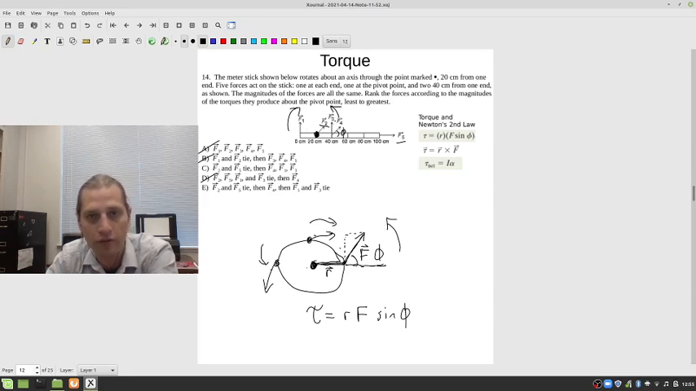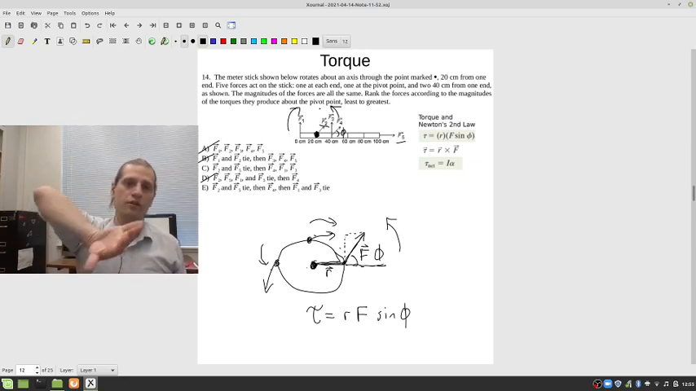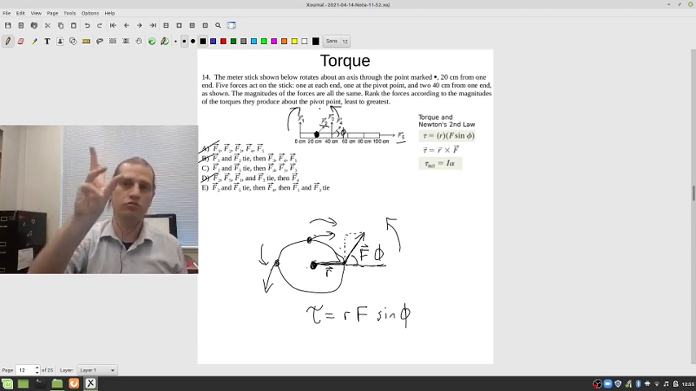F1 is clockwise, F3, F4 are counterclockwise. So F3 and F4 are torques out of the page, F1 is a torque into the page using your right-hand rule.